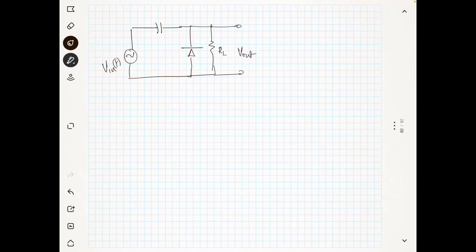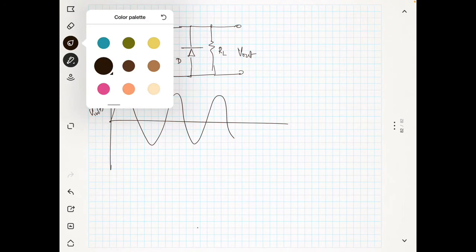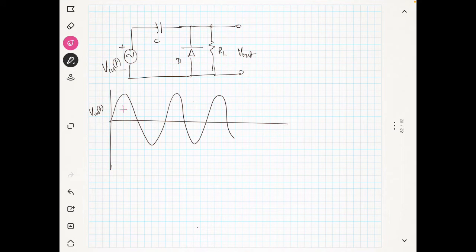Now you can see here, during the first positive half cycle, your diode will actually be reverse biased. We have something like this as the input V in of T. So during the first positive half cycle, the diode is reverse biased. You can see this is connected to the P, so the diode is reverse biased. So forget about this.